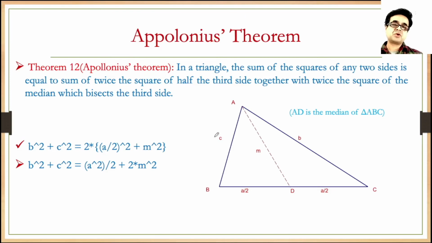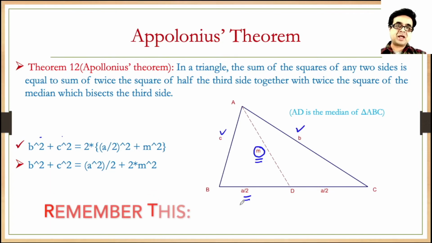In a triangle, when you draw the median, so AD, this is the median of the triangle. The sum of the squares of the two sides which are not involved in the median drawing. So here it's like side B and side C. So B square plus C square equals 2 times (A by 2) square plus the median square. Now I realize this is very, very complicated. It was important for me, for the sake of completeness, to include this theorem. If you don't remember this theorem, it is absolutely fine.